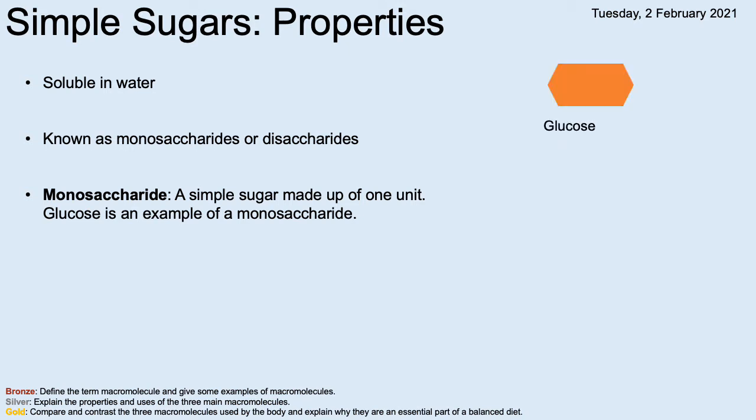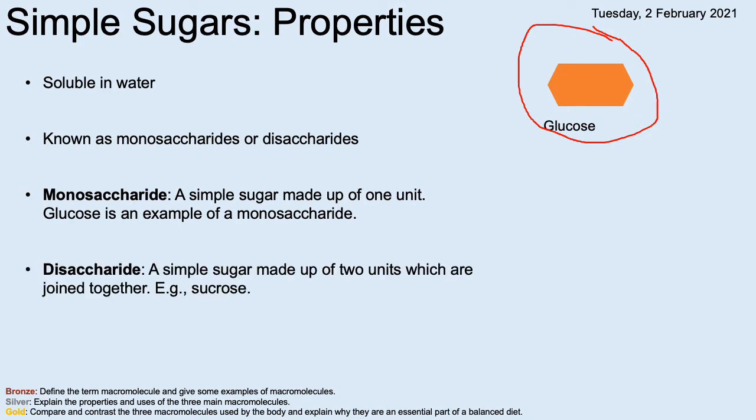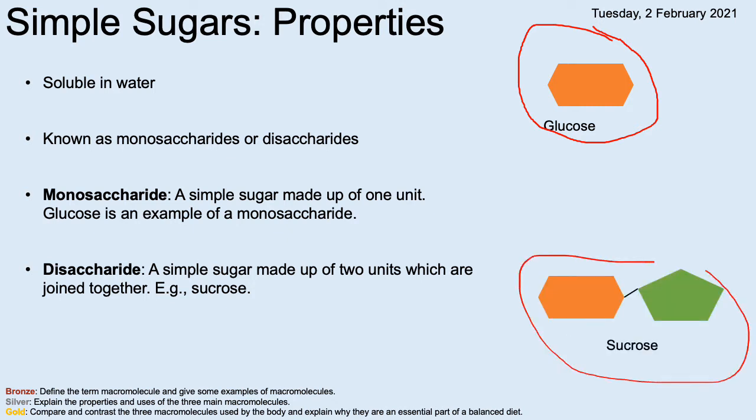So throughout this lesson, we're going to use this simple diagram for glucose to show where it bonds and with which one. It's easier to see with different colours, I find. Or that's how I learned best when I did this at school. So a disaccharide is a simple sugar made up of 2 units which are joined together, like sucrose, which is here. So you can see that you have glucose here, which is the same as that one. It's really hard to draw on a trackpad. And then we have this other molecule here.